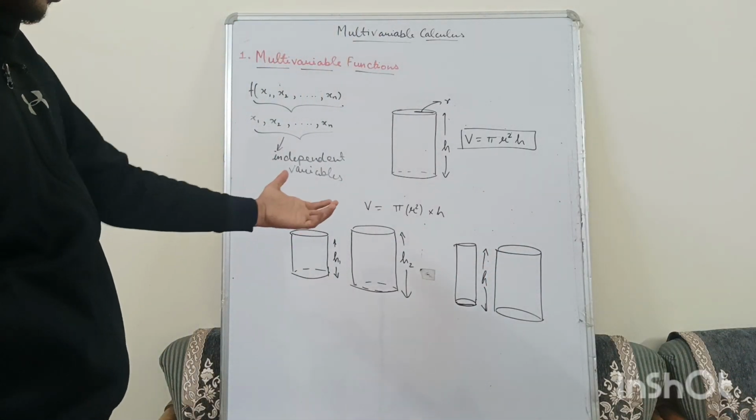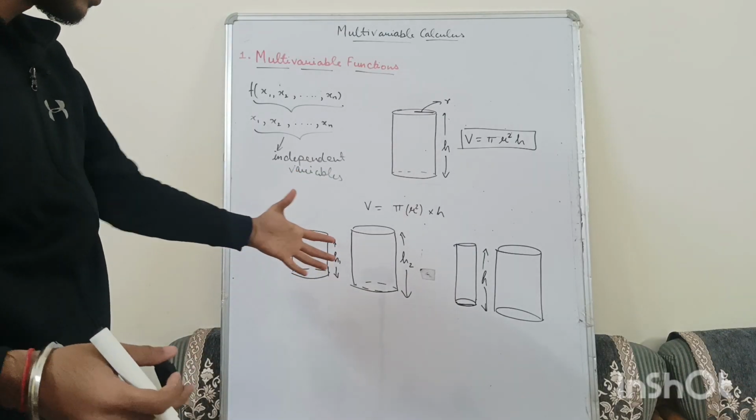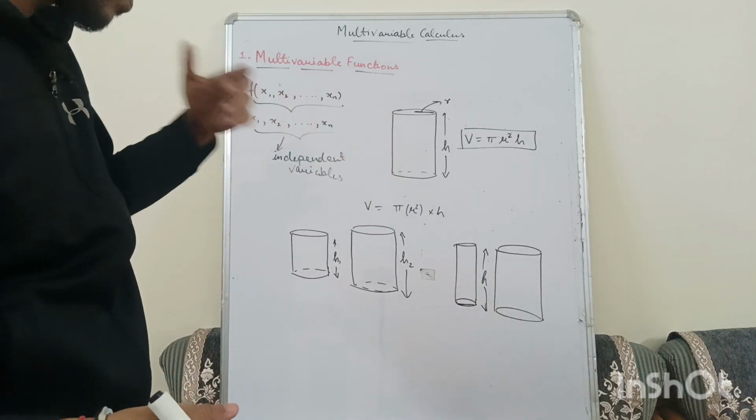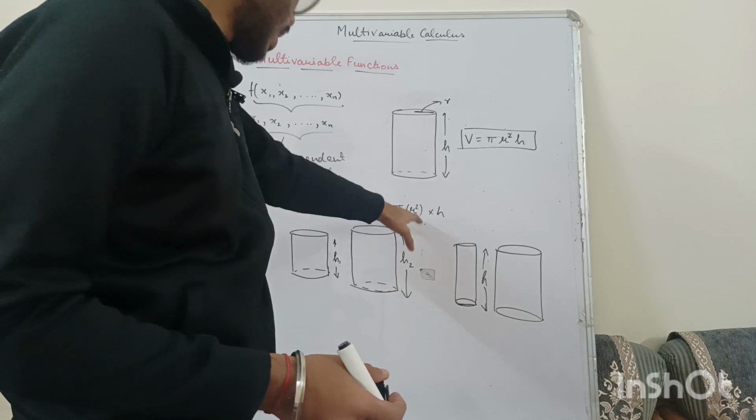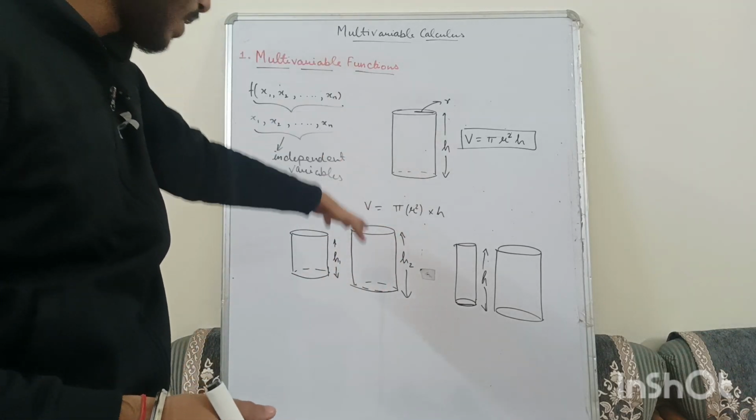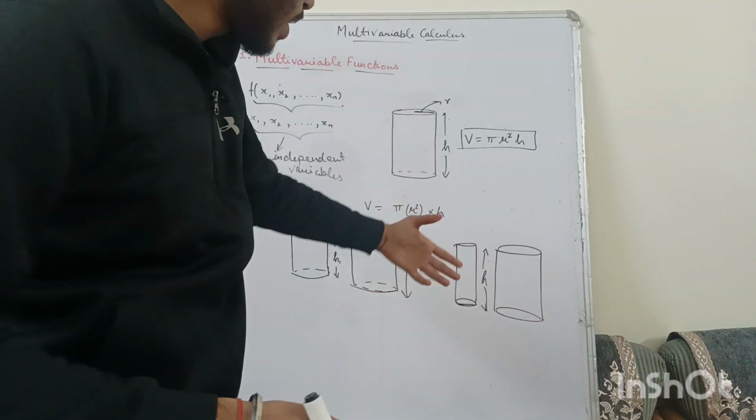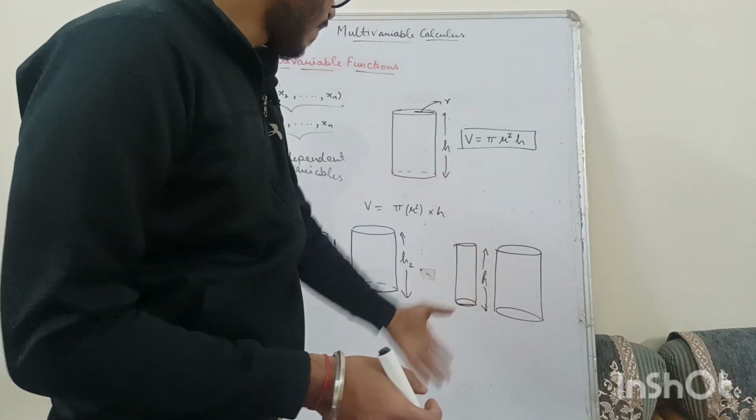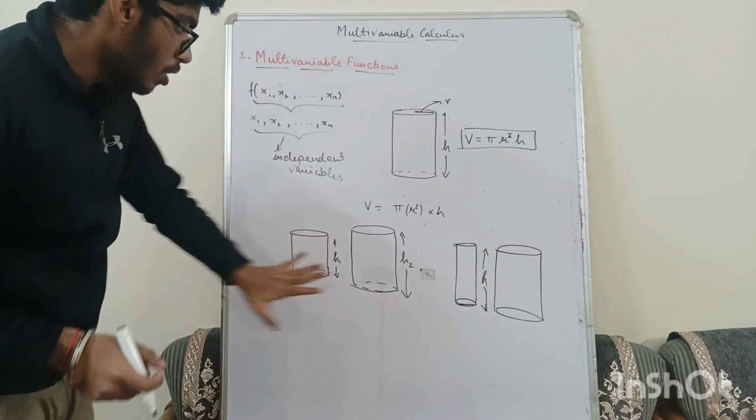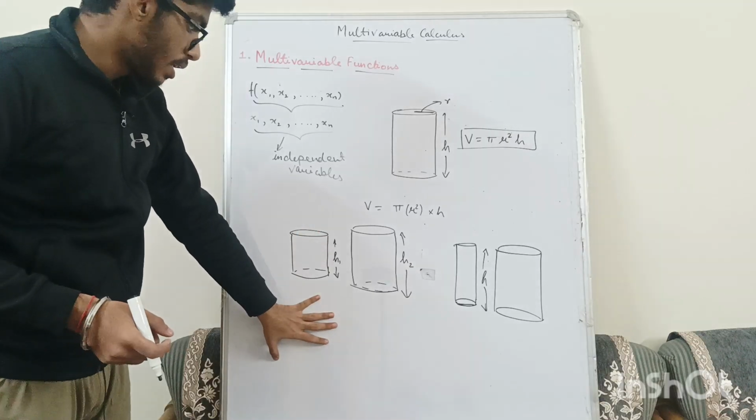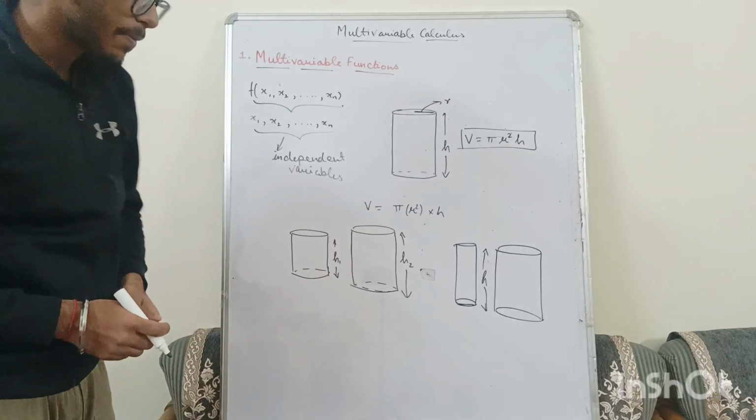So what do you see from this formula? That varying the radius, I get different cylinders keeping height constant, and when I keep the radius constant, I get cylinders of different heights, and when I keep my height constant, I get different cylinders having different circular bases, right? So you clearly see the volume is changing. Either I change the radius or I change the height, right?